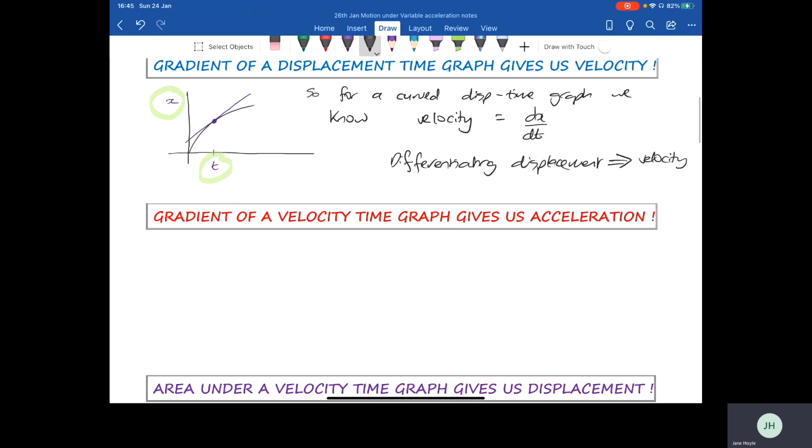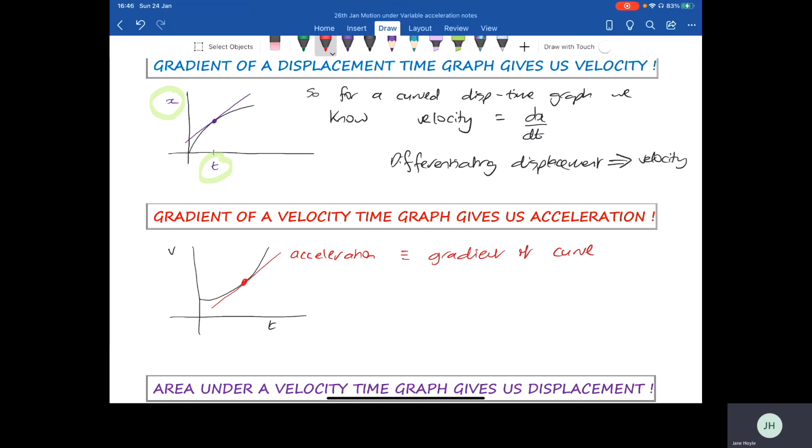for the gradient of a velocity time graph. So I'm essentially going to draw the same graph here, aren't I? Let's do it the other way around this time. Let's have a curve there. I've got velocity on that axis. I've got time on that axis. If I want to work out the acceleration at that point there, I know that the acceleration is defined by the gradient of the curve.